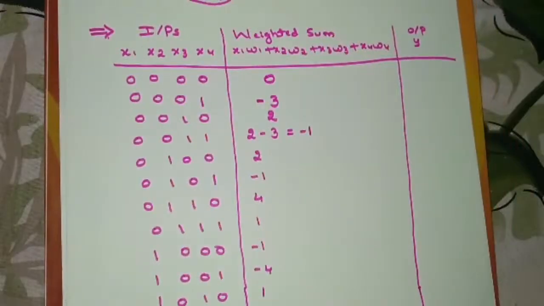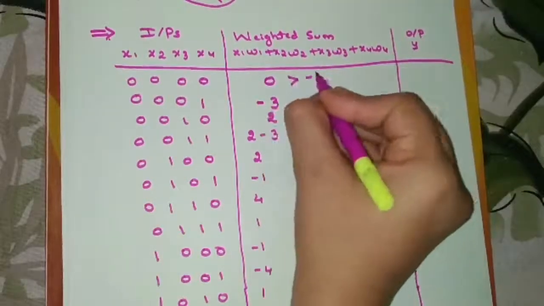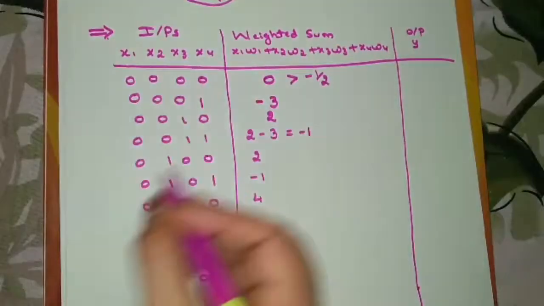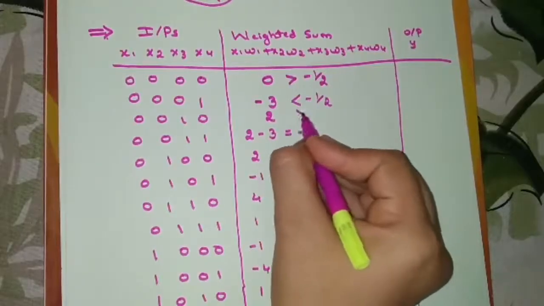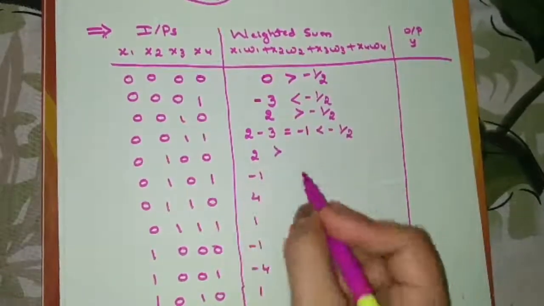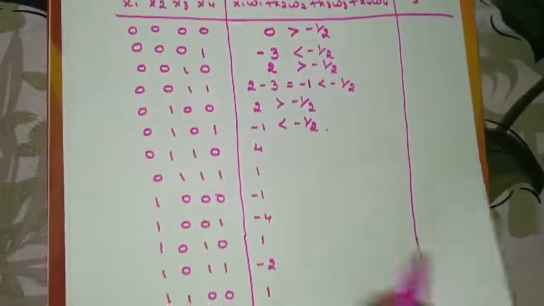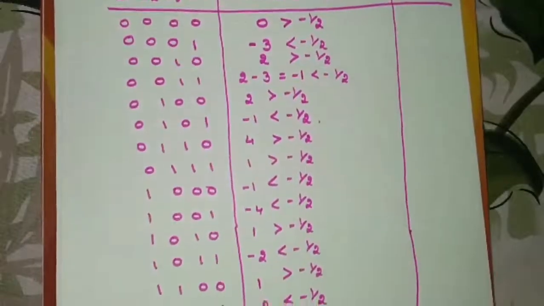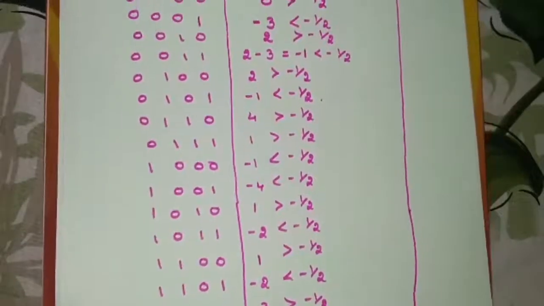Now we will compare the weighted sum with the threshold value, whether the weighted sum is greater than or lesser than the threshold value. 0 is obviously greater than -1/2. -3 is lesser than -1/2. 2 is greater than -1/2. -1 is lesser than -1/2. So you can just complete the whole column. I have completed the whole column. You can cross check with your answers.